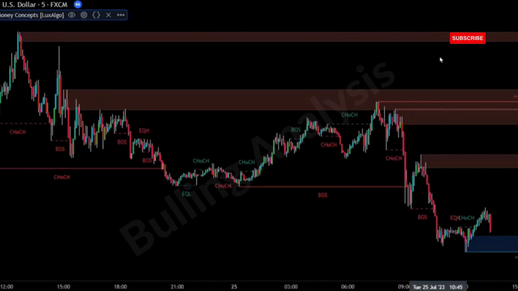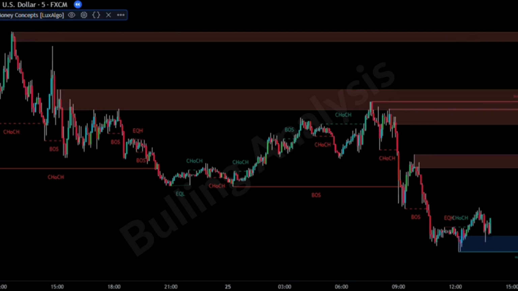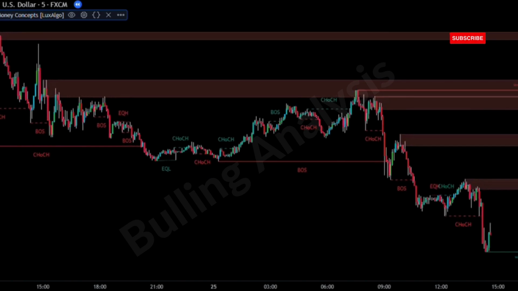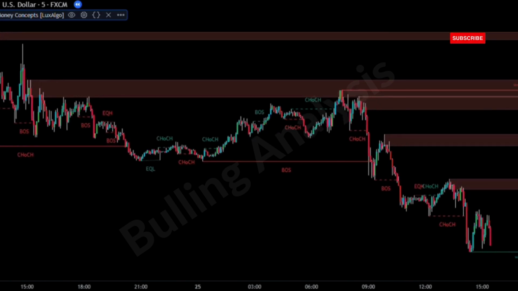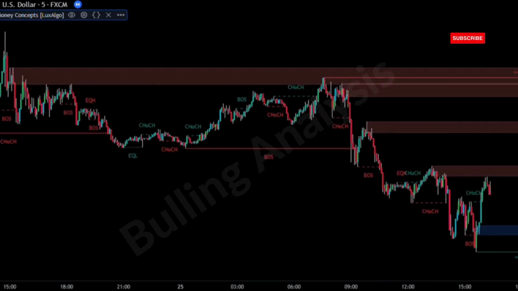This indicator has loads of useful features, like real-time labeling of internal and swing market structures. It can identify break of structure, BOS, and change of character, CHOC. It also spots bearish and bullish order blocks, equal highs and lows, fair value gap detection, previous highs and lows, and discount zones. Let me break it down for you in simple terms.